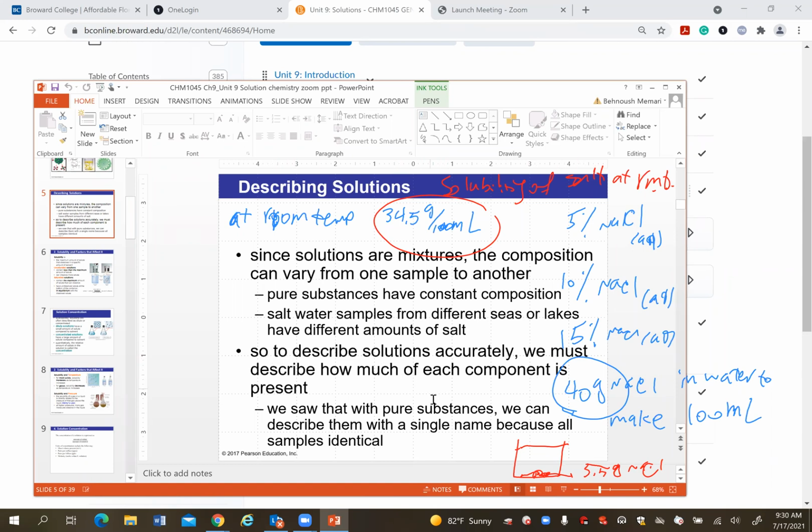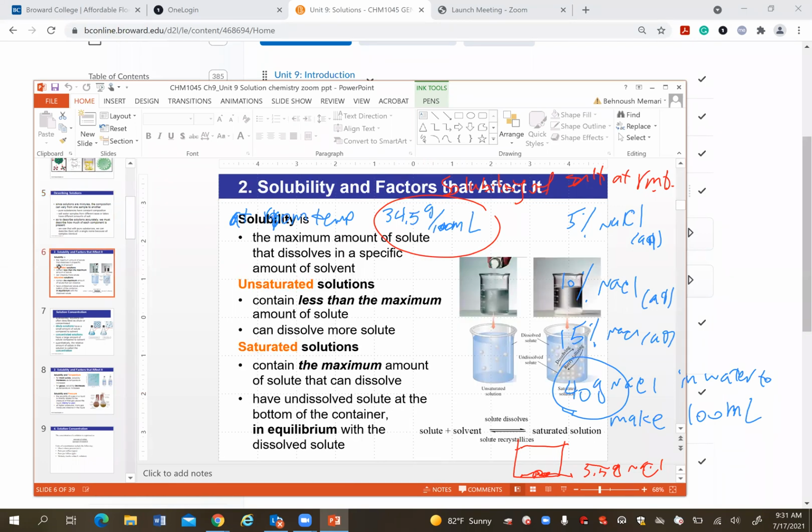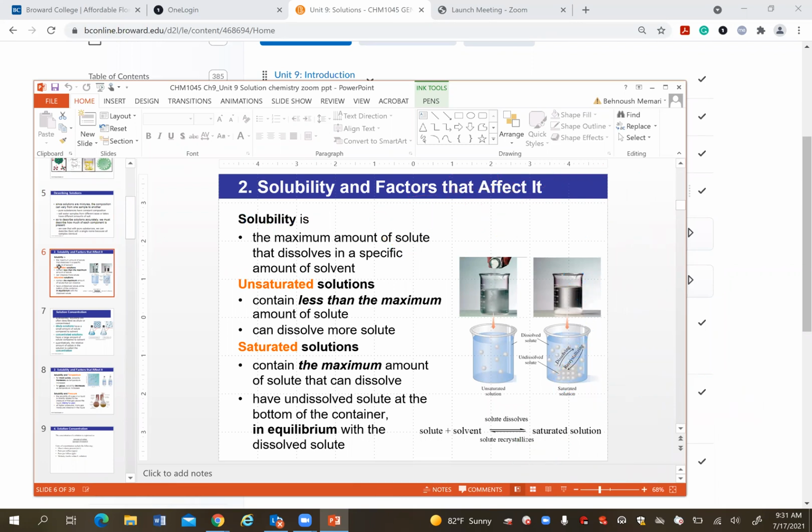So when we are talking about a solution, then we have to give a little bit more information. We have to say, is this solution saturated? Is it high concentration? Is it low concentration? Is it dilute solution? Is it saturated? Is it supersaturated? And for dilute and concentrated, that's very subjective, and you should know that.